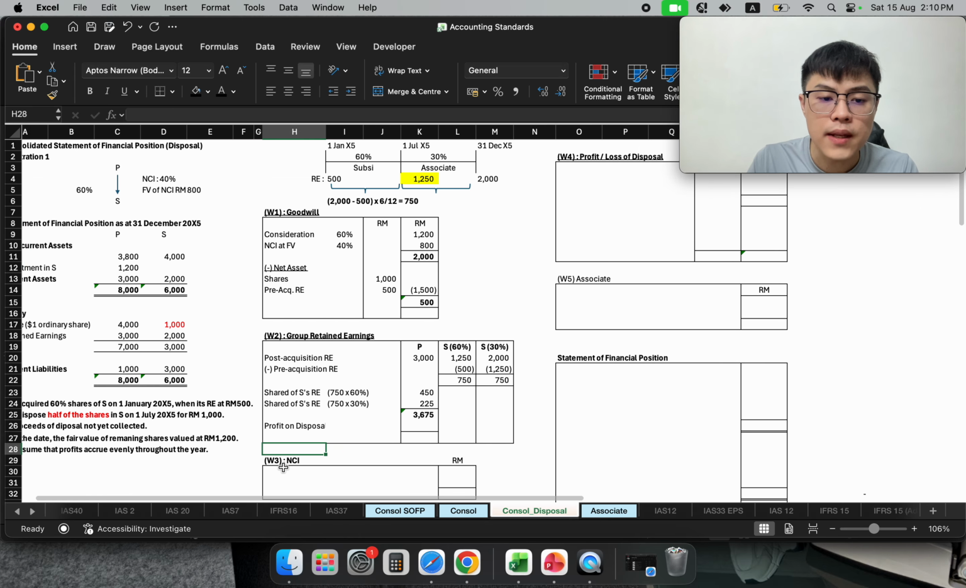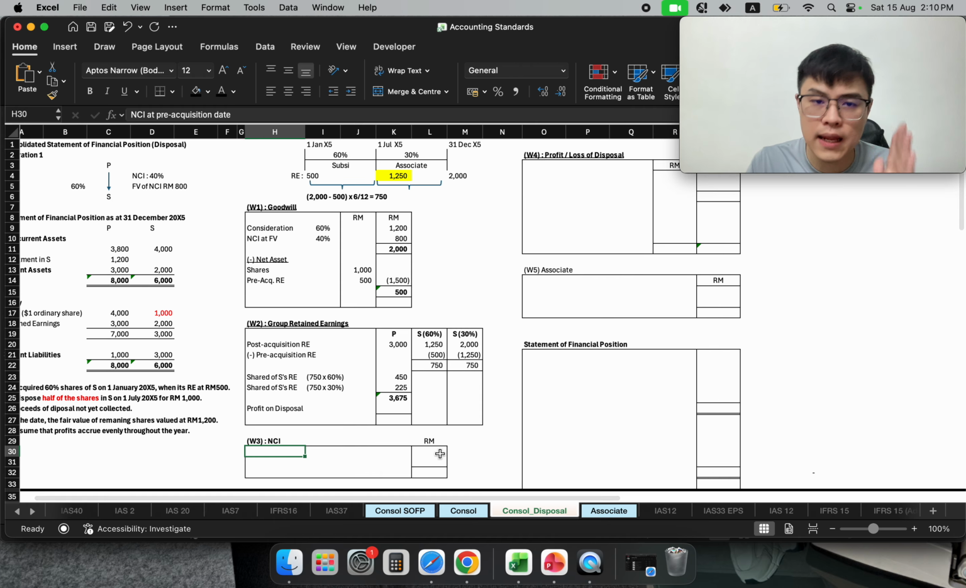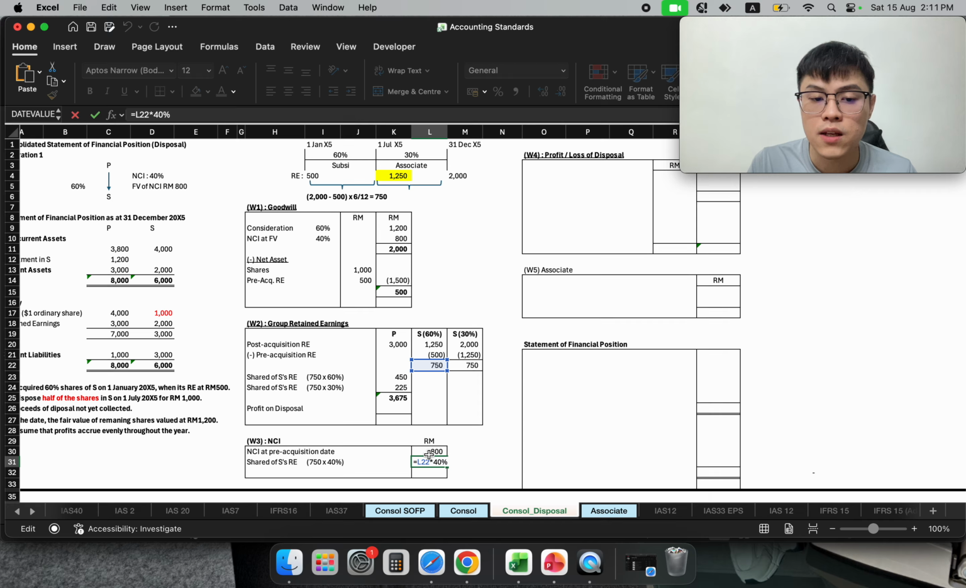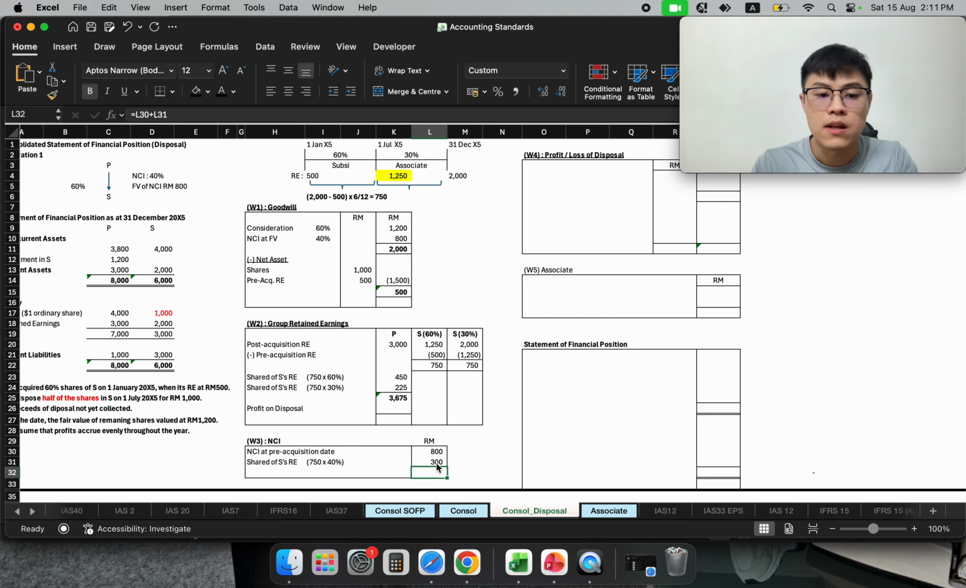Now, in NCI, we will need to calculate up to the date of control loss. What is my NCI value? Because this NCI I am going to de-recognize as well, because S is no longer my subsidiary. So my NCI at the date of acquisition according to goodwill is 800, and according to the question as well. And NCI will need to share this 750 with them: 60% to them, 40% to NCI. So NCI at the date of control loss will be 1,100.